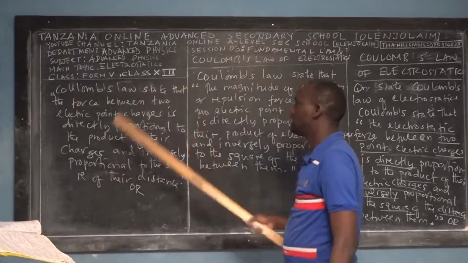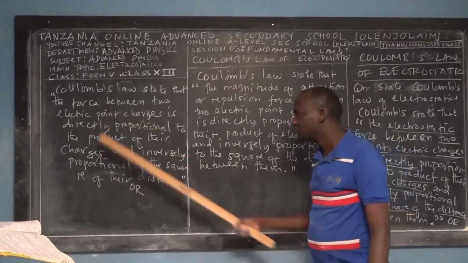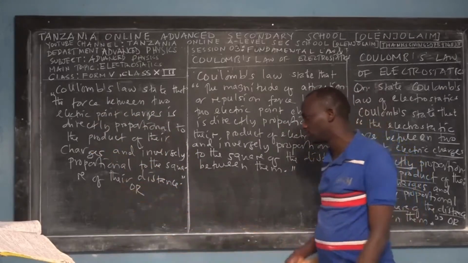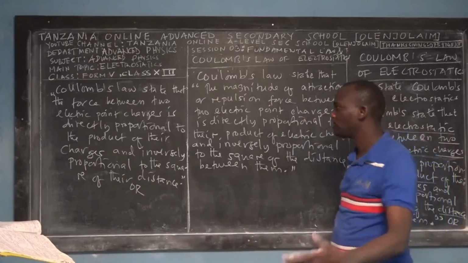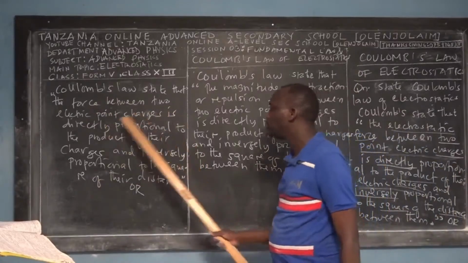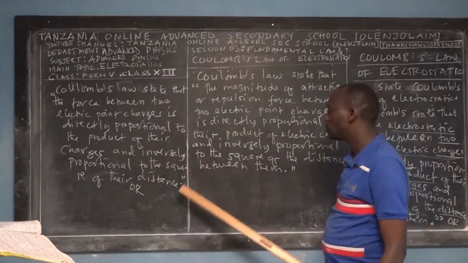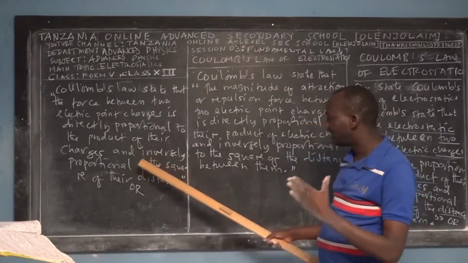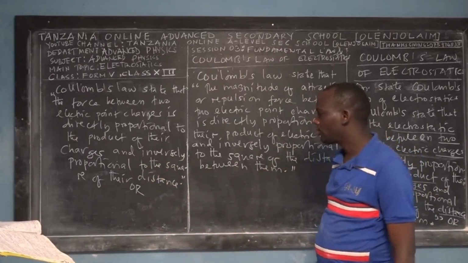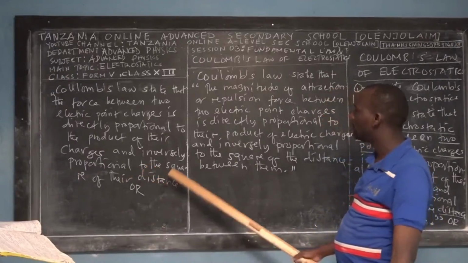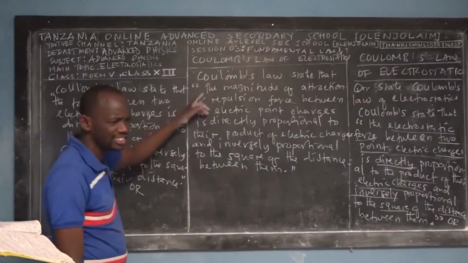So Coulomb's law states, in other words, that the force between two electric point charges is directly proportional to the product of the charges and inversely proportional to the square of the distance. Some books state this law in this style: the force between two electric point charges is proportional to the product of the charges and divided by the square of the distance between them. But this is the one I recommend and like to state.